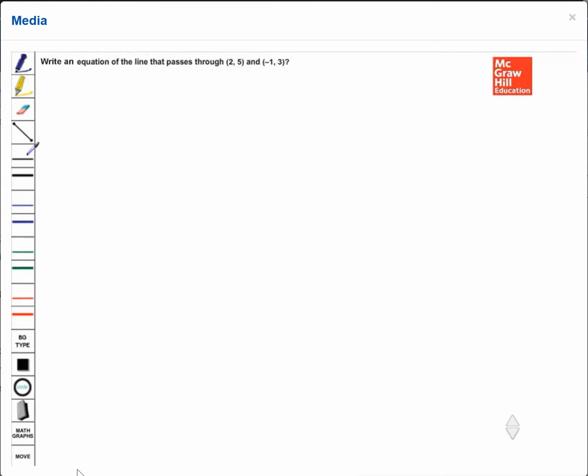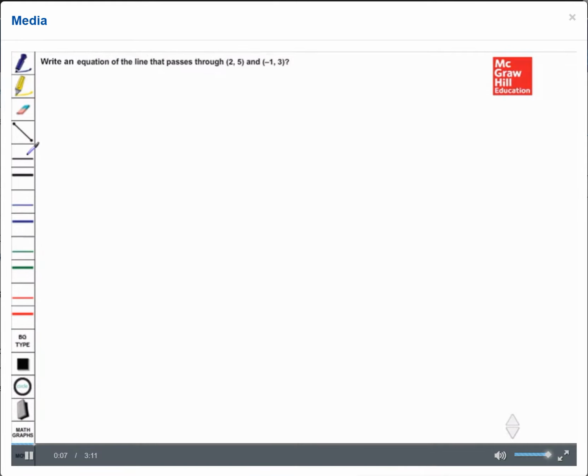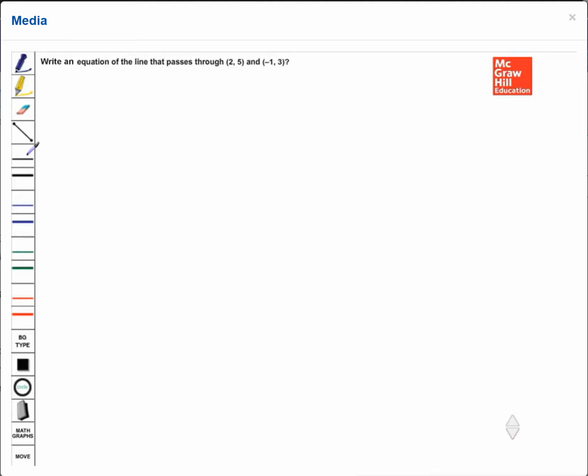Write an equation of the line that passes through (2, 5) and (-1, 3). So we're going to write an equation in slope-intercept form, but first we're going to define the slope. And slope, or m, the variable that stands for slope, is equal to y2 minus y1 over x2 minus x1. So we'll substitute our values.